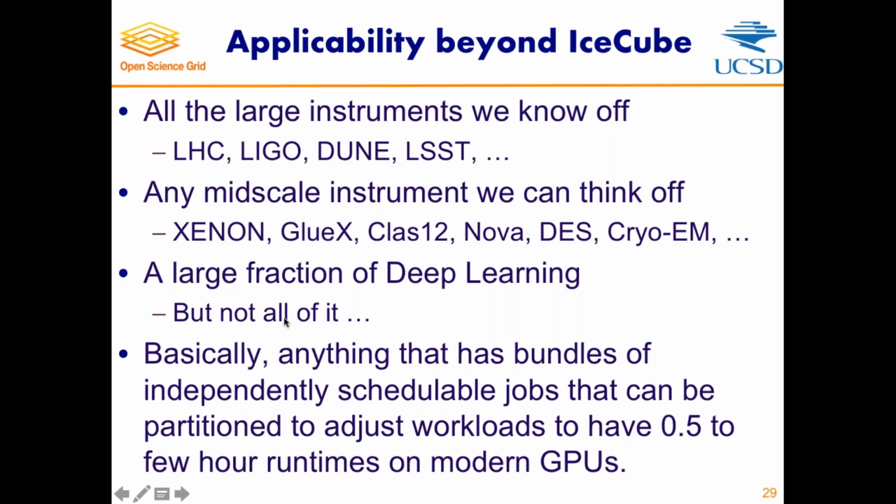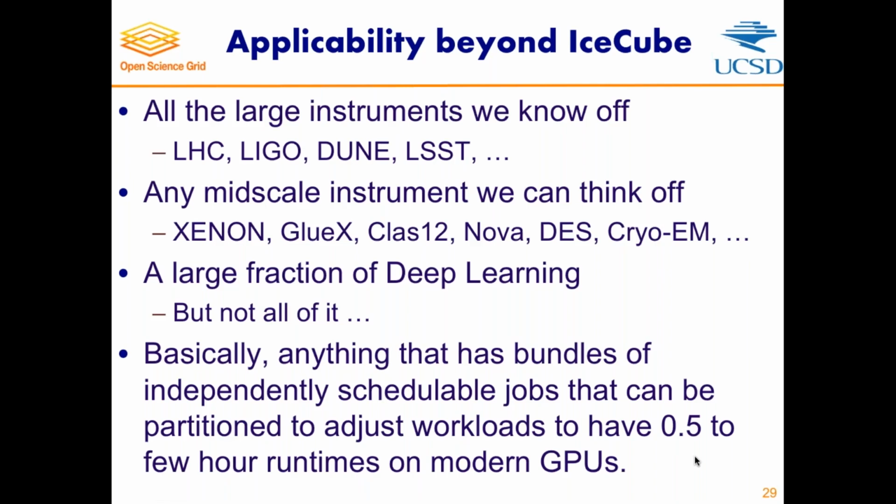There are some deep learning projects that need so much memory that they actually use MPI for the memory consumption and have parallel training. But most of the standard deep learning could be done this way. Basically, one could do anything that has bundles of independently schedulable jobs that can be partitioned to adjust workloads to have half an hour to a few hours of runtime on modern GPUs.